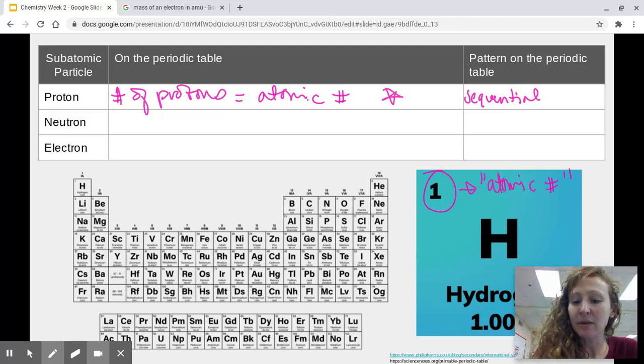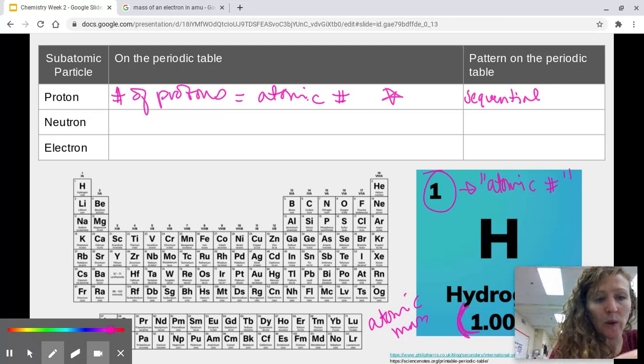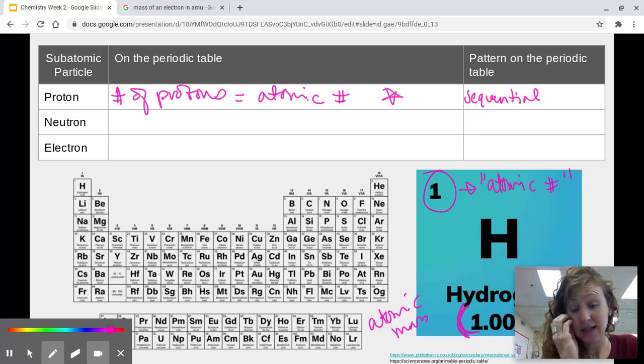Now, the other number, the number that's a decimal down here, that's called the atomic mass or the atomic weight. And the atomic weight is made up of anything that has weight or has mass in an atom.